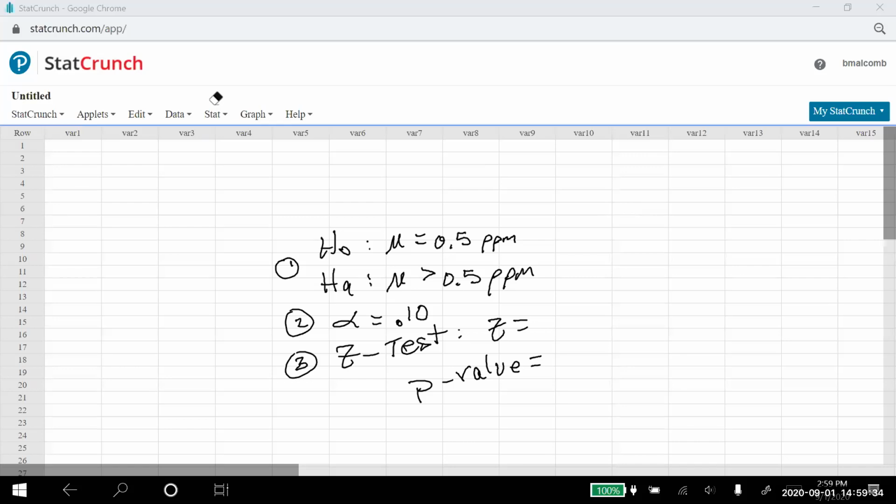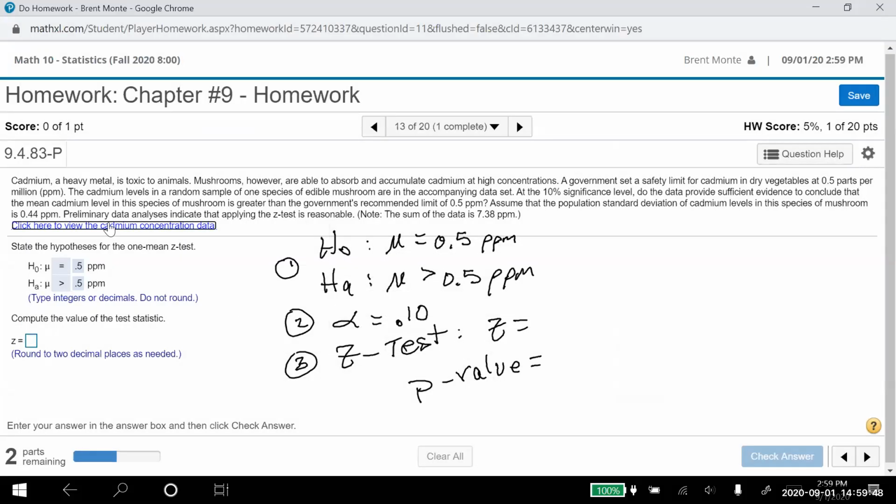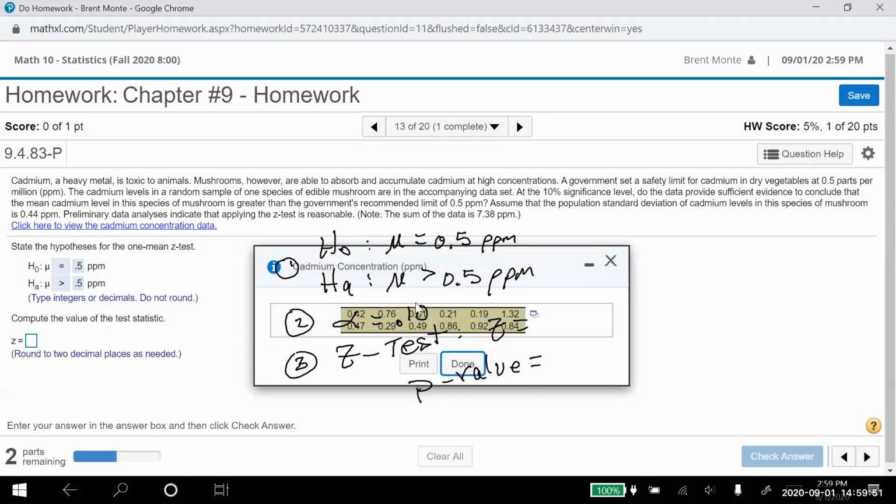All right, so Stat, Z Stat, One Sample. This time I have the data. I opened it in the wrong spot. Let's close this down. That was silly of me. I need the data. So I click on the data and it says, oh, there's the data. Now I'll open that in StatCrunch.